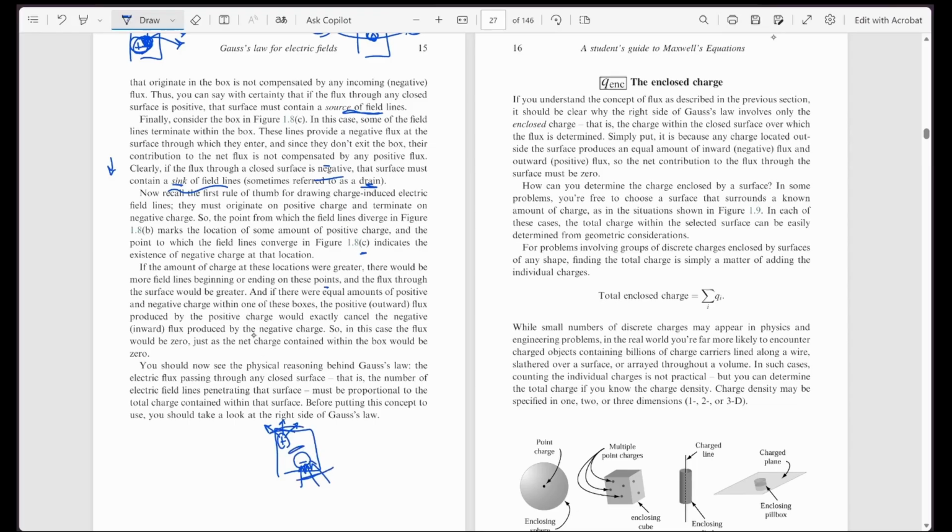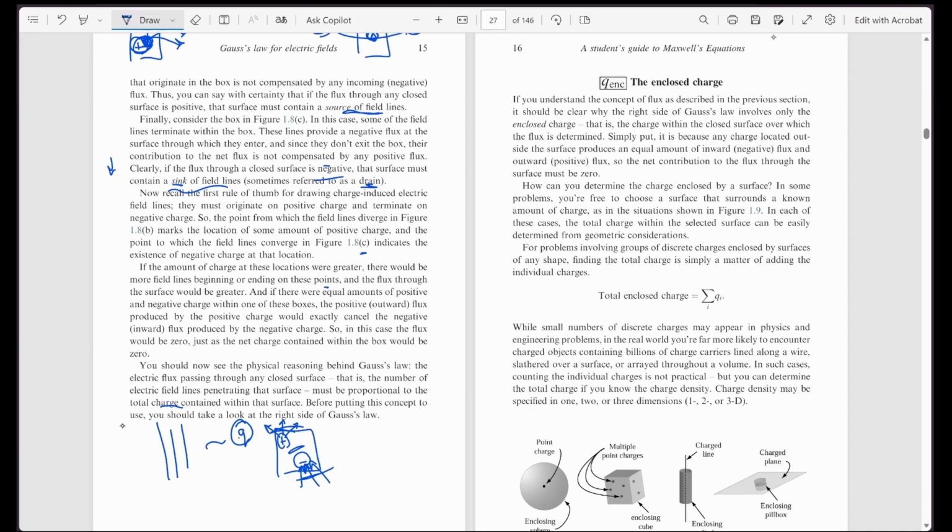You should now see the physical reasoning behind Gauss's law. The electric flux passing through any closed surface, that is, the number of electric field lines penetrating that surface, must be proportional to the total charge. So now it makes sense. So the number of lines is proportional to the charge actually in it. So now Gauss's law is starting to make sense.